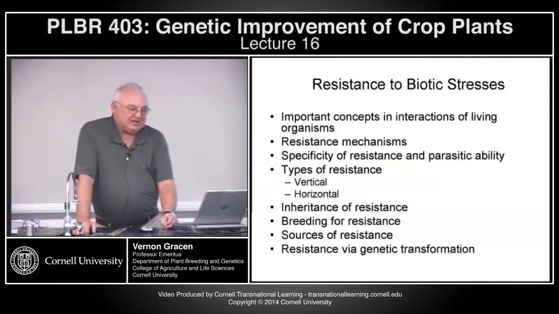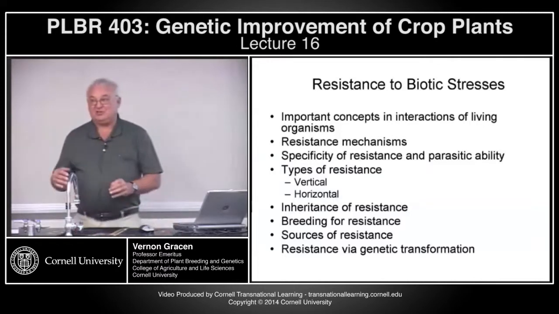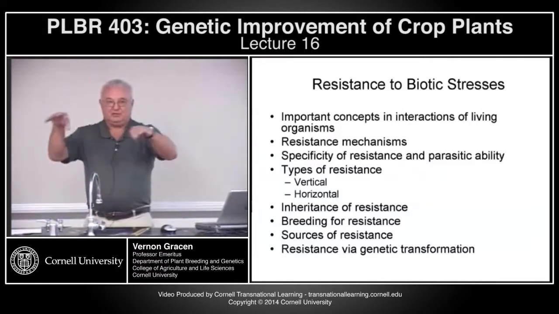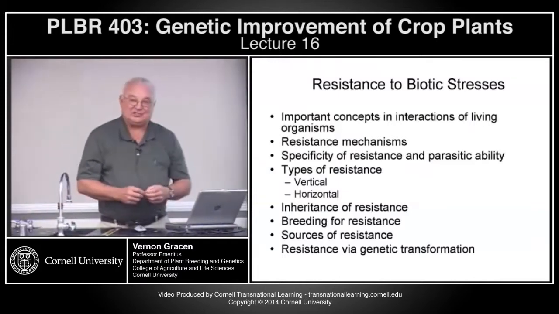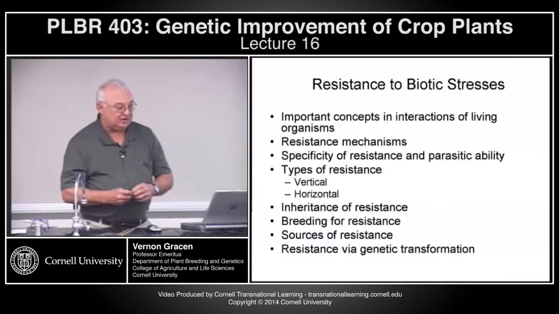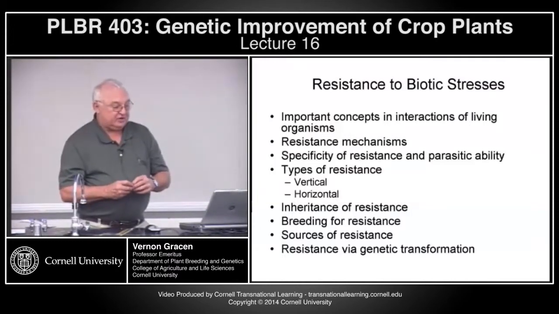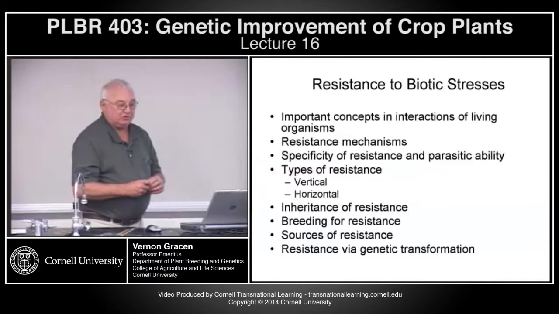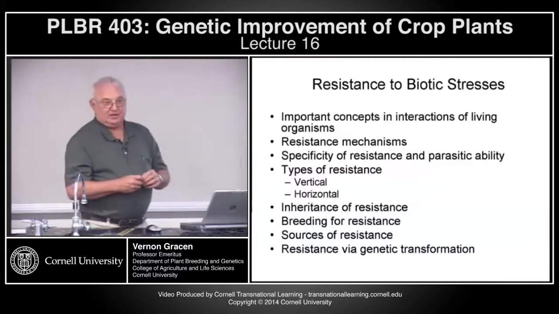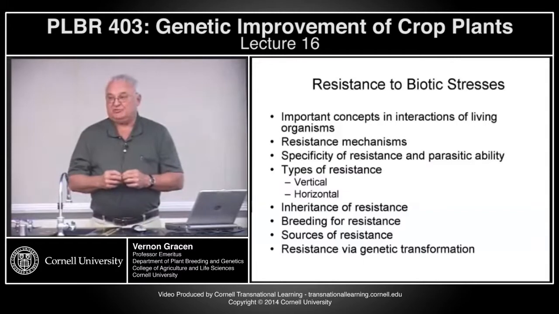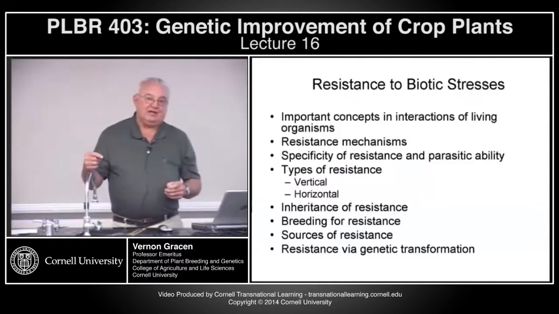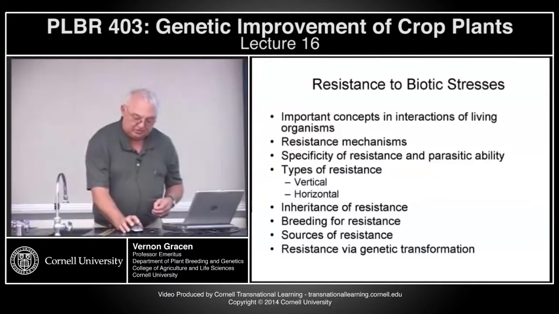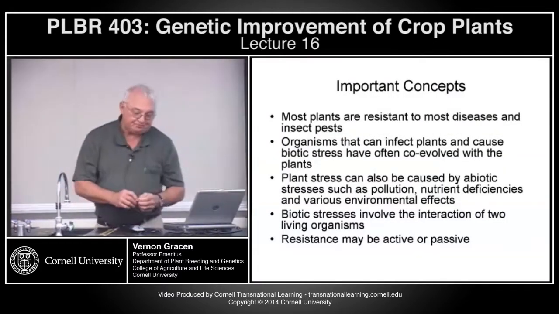We'll talk about some of the mechanisms of resistance, the specificity of the resistance, but also specificity of the pest ability to attack plants. We'll talk about two classical types of resistance, vertical and horizontal. That leads us into the inheritance, and then we'll talk about the steps you need to go through in breeding for resistance. And identifying sources of resistance is very, very important. And today, and becoming more and more important, is developing resistance using transformation or transgenic methods.